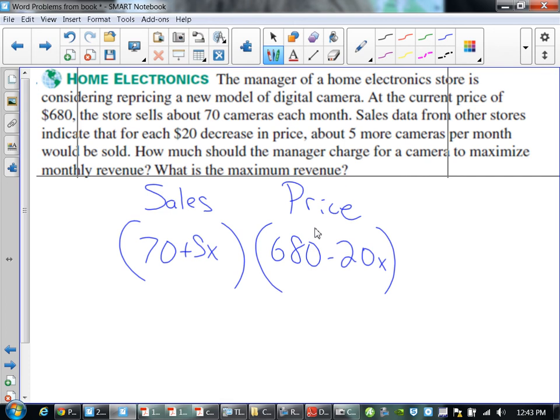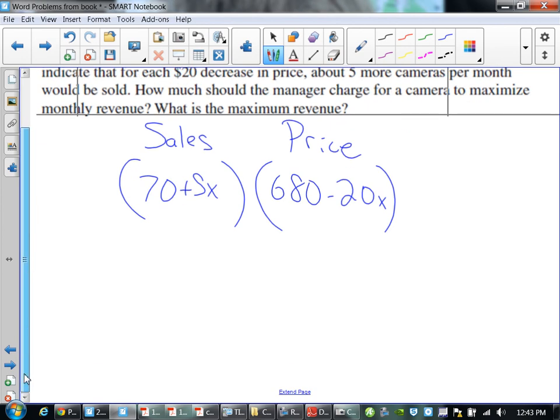If I decreased 3 times, I'd be selling it for $60 less, and I would sell 15 more cameras. That's the correlation of the value of x. That's what x is allowing you to do by the multiple there. Again, if you FOILed this out, you'd get negative 100x squared, which means it's going to open down like a frown. So I'm going to have a maximum value here. This is setting you up again to be a real fast via intercepts.